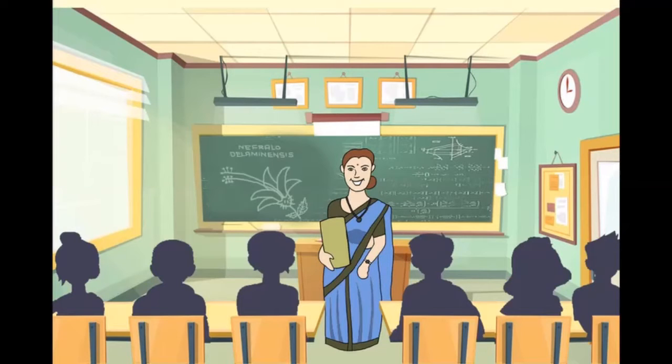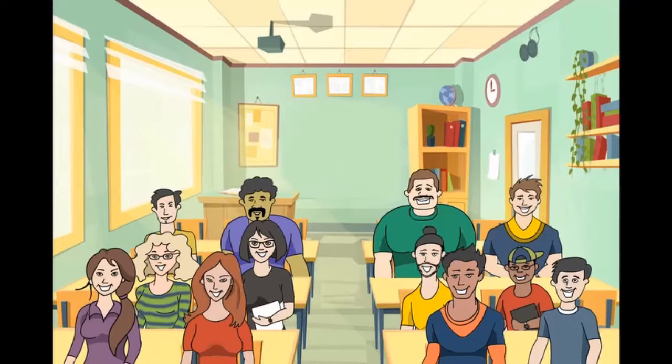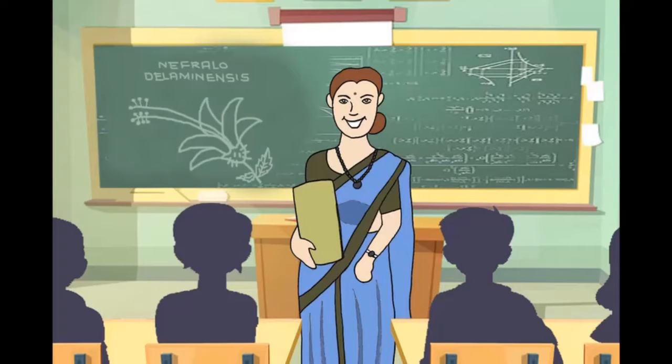Okay guys, today we are going to see the characteristics of Nephralodelamininsis, another flower species of our Biology 1 topics this year. This will come for 20 marks guys, for full 20 marks, no 10 or no 15, clear 20 marks. So understand the importance of this topic in order to raise your total tally of marks.